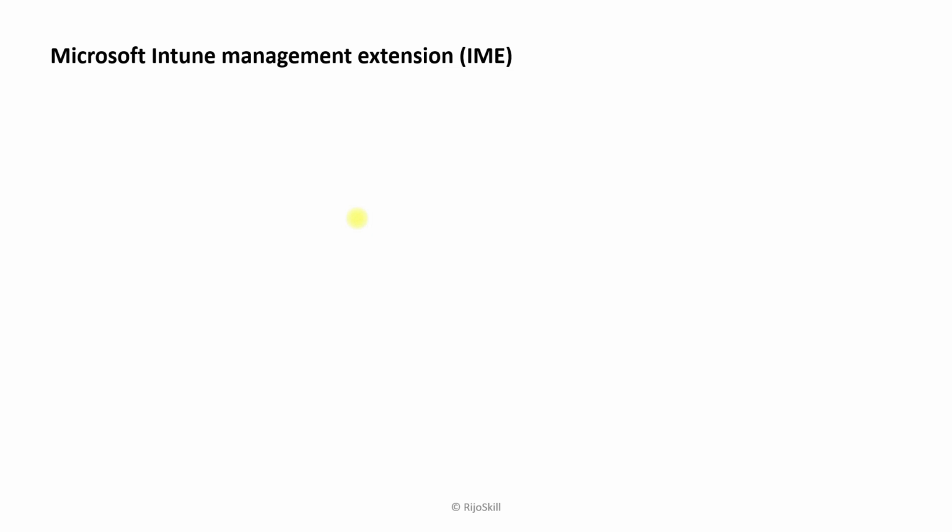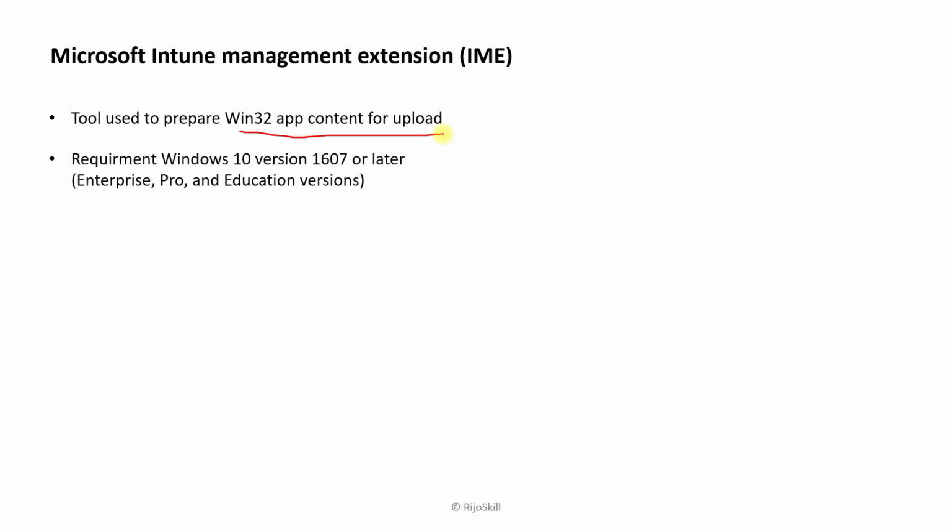What is the Microsoft Intune management extension tool? This tool is used for preparing the Win32 application content for upload. This tool needs an Enterprise, Pro or Education edition license. Requirement: Windows 10 version 1607 or later. And the tool will convert the application installation file into .intunewin format.